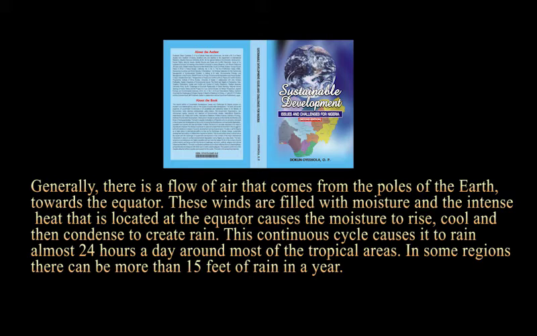This continuous cycle causes it to rain almost 24 hours a day around most of the tropical areas. In some regions there can be more than 15 feet of rain in a year.